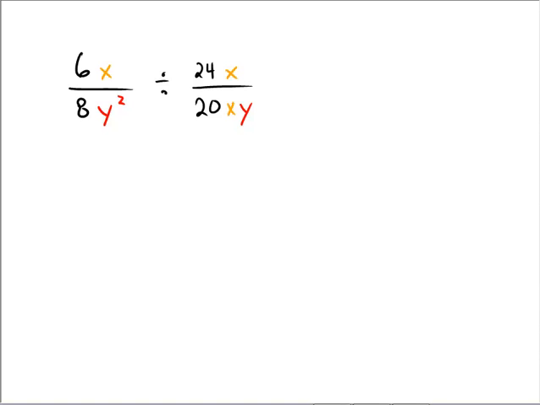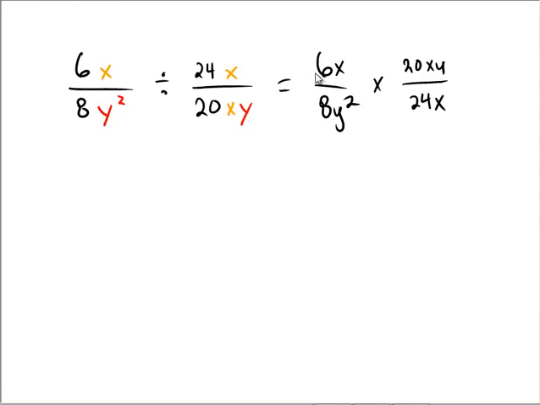So assuming you gave it a shot here, first of all, what was our first step? Write the first fraction just as it appears: 6x over 8y squared. Then multiply by the reciprocal of the second quantity, the second fraction. So that would be 20xy over 24x.